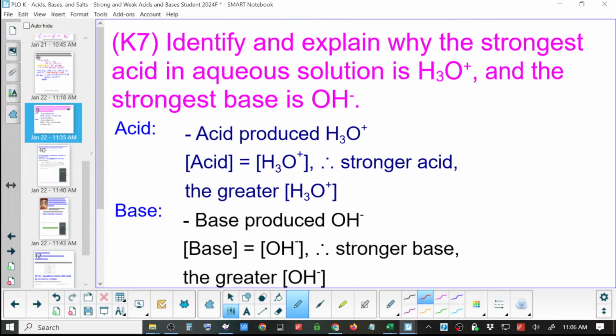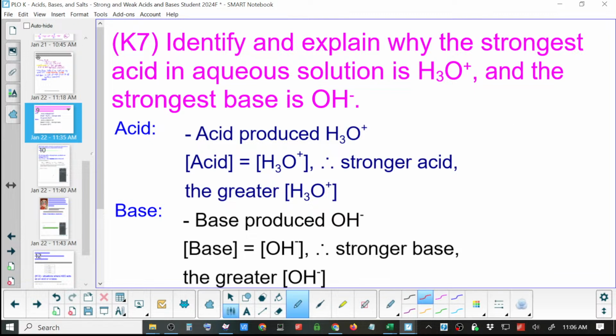Red for acids, blue for base. Do those three dots mean therefore? Yep. If you're writing, those mean therefore. What do those mean? Because. Speed up your writing.